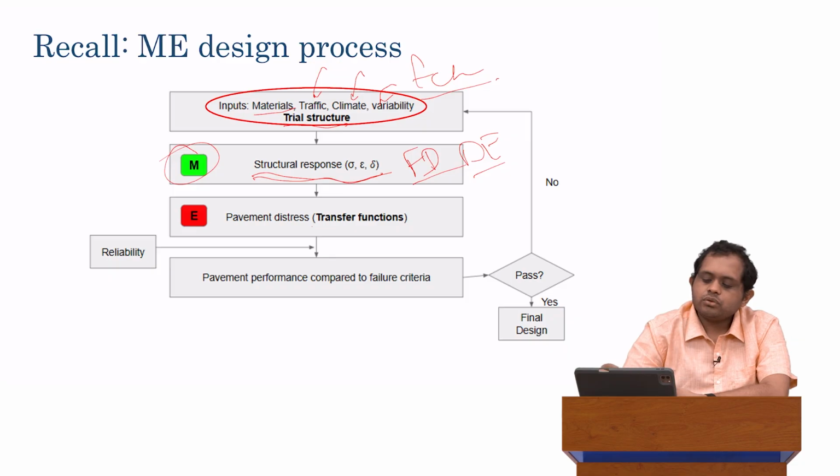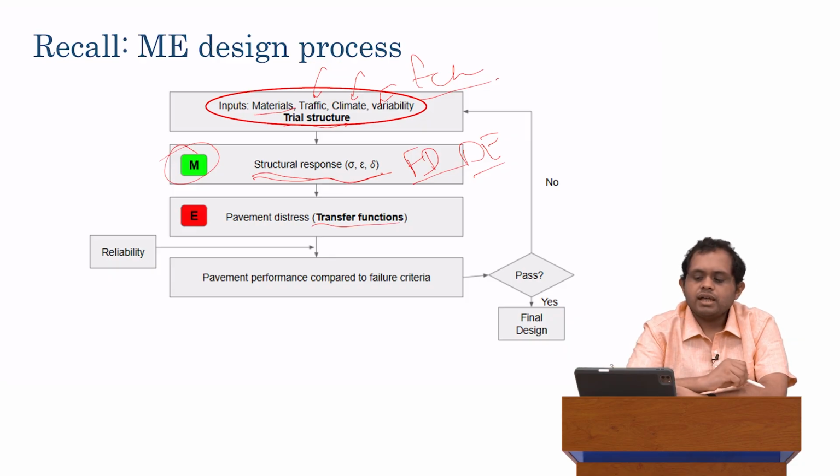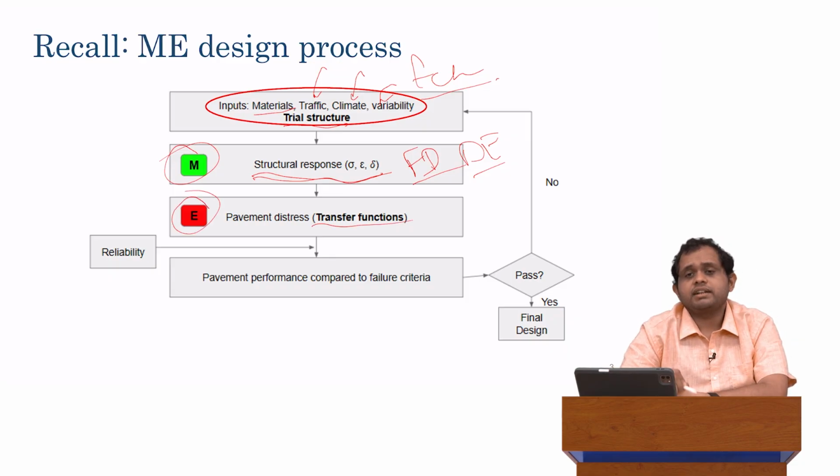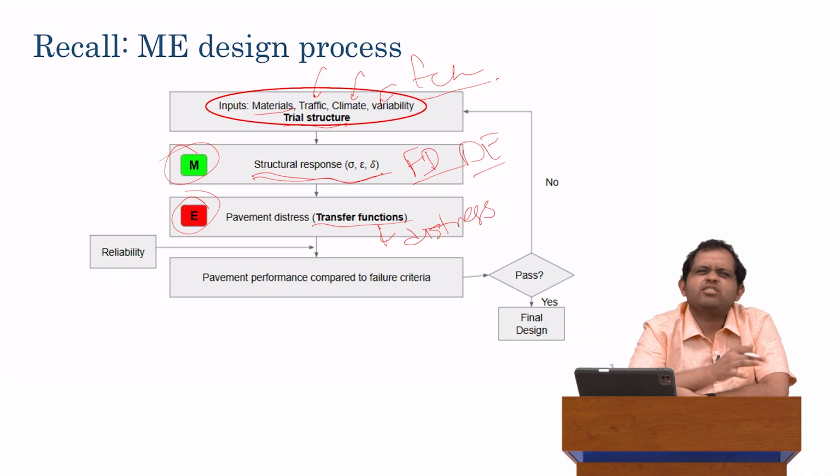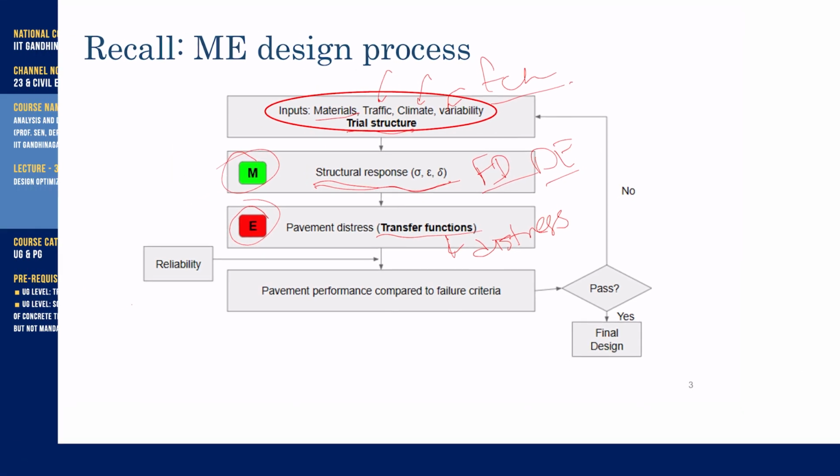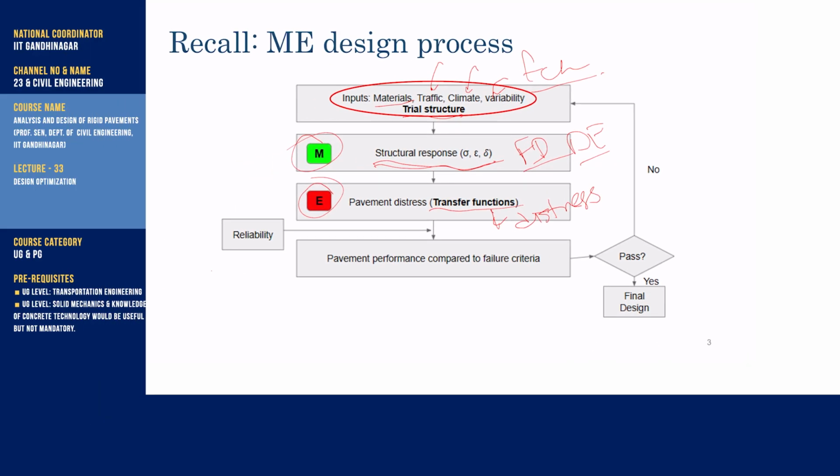The mechanistic value then has to go into a transfer function, and the transfer function is purely empirical in nature. The output of the transfer function is going to be a distress. So for every distress, there is a transfer function, and indeed there are many transfer functions. They are empirically made, so there are new transfer functions basically being created all the time. For cracking, you'll have a different transfer function, and even for cracking, you'll have a variety of different transfer functions, and so on.